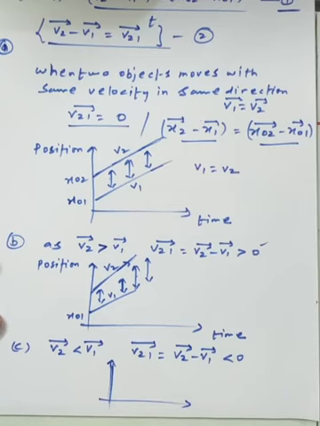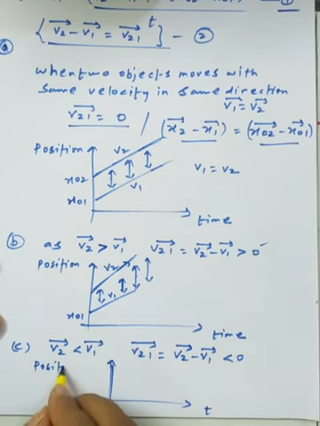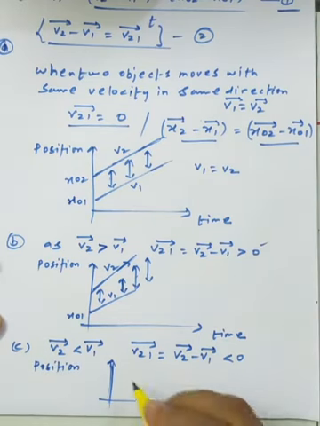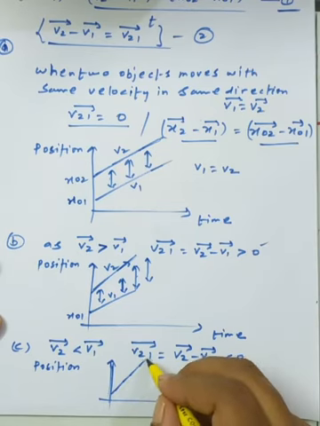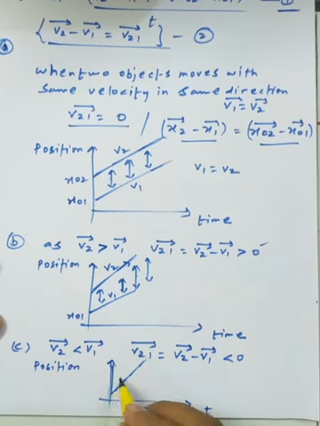Now the driver of the first car will decide to accelerate, so it will cross the second object. In this case, this is the time and this is the position. So how can we execute the graph? The driver of car 1 will decide to accelerate, its velocity will gradually increase, and the driver of the second car is only moving with its own velocity. So at an instant of time, the first car will cross car 2.